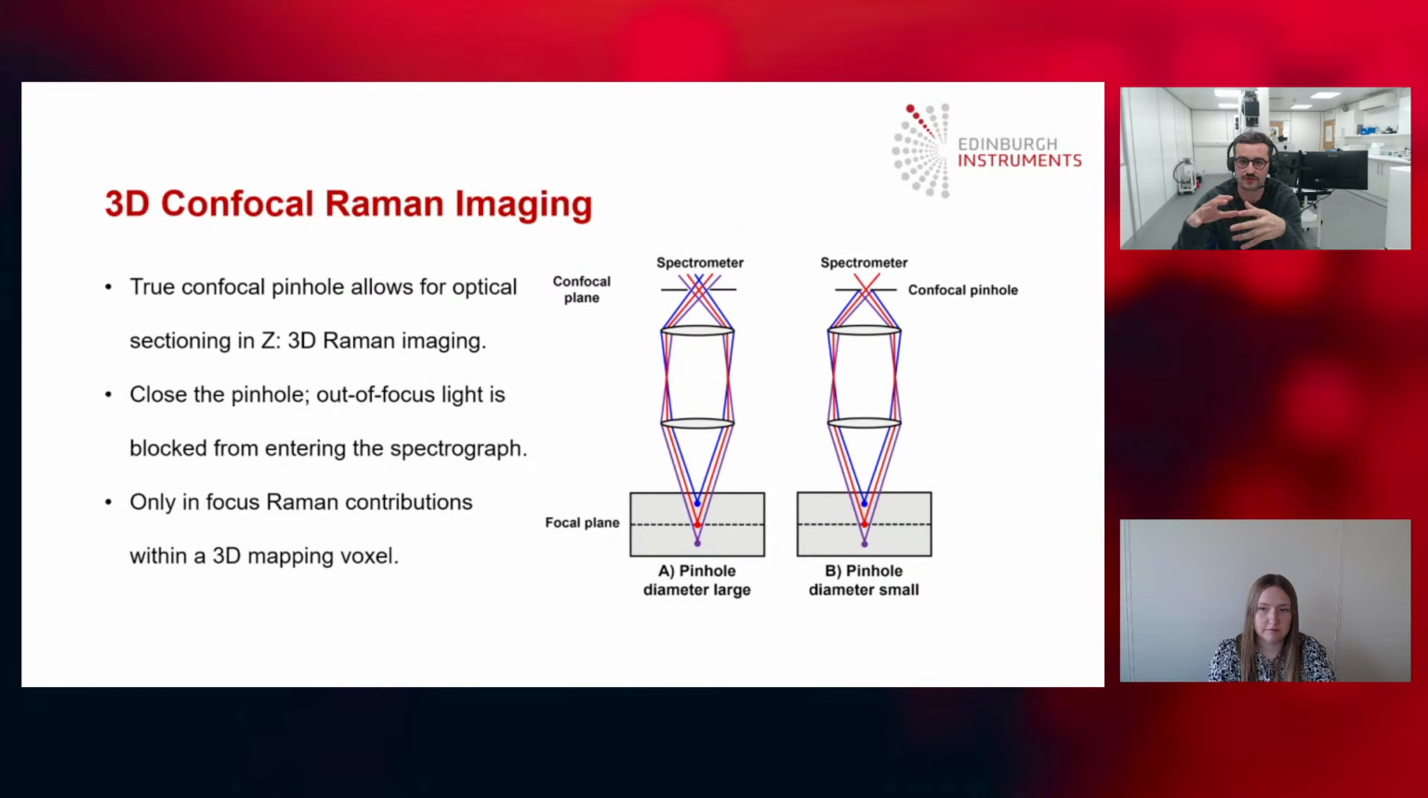When the pinhole's closed, the out of focus light is essentially blocked from entering the spectrometer, so the collection volume is decreased, and the resulting spectrum is more pure, and it will contain signatures from the focal plane almost exclusively. So this means that we can use this with 3D movement of the stage to reconstruct 3D Raman maps of defects, and not just look at the surface. Each voxel within your 3D volume will contain only the in-focus Raman signal, so it gives you chemically resolved volumes.